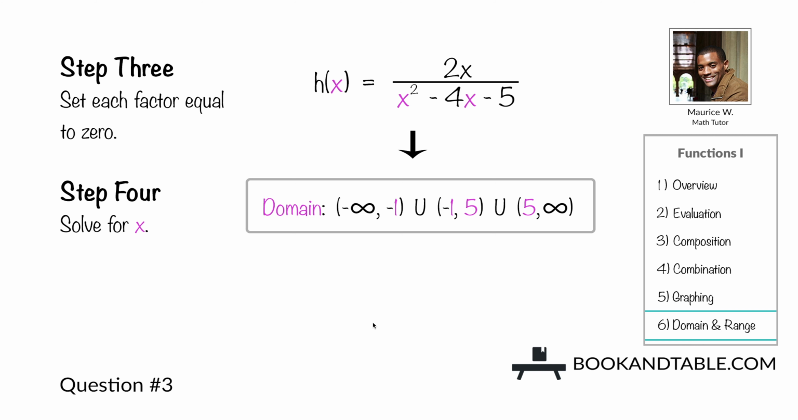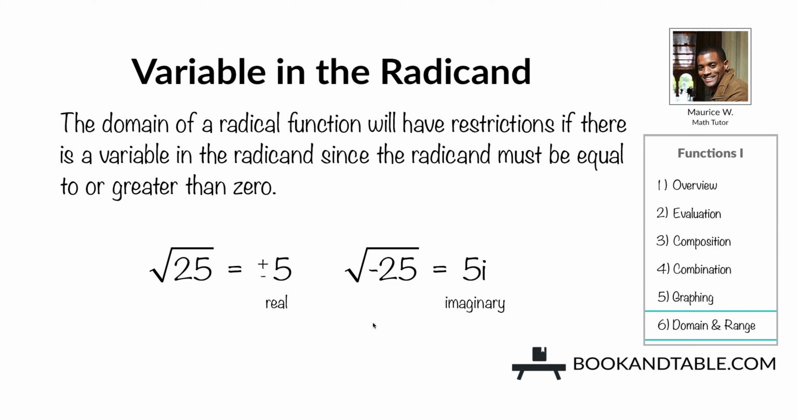So that is how we go about finding the domain of a function when we have a variable in the denominator. Let's now discuss how we find the domain when a variable is in the radicand. The domain of a radical function will have restrictions if there is a variable in the radicand, since the radicand must be equal to or greater than 0. So if we had the square root of +25, that would be equal to positive or -5, both of which are real numbers. But if we tried to find the square root of a negative number, we would get an imaginary number. So remember, the radicand, the number underneath the radical sign, must always be 0 or greater.